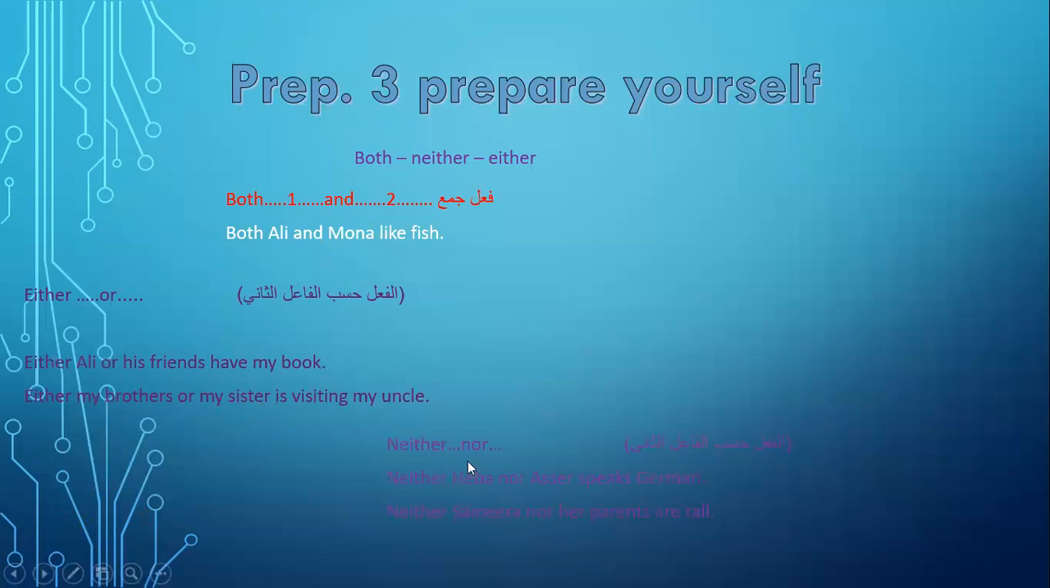And when we come to neither nor, it is the same. The verb follows the second subject. Neither Heba nor Asser speaks German. The verb speaks is singular because the second subject is singular. Neither Samira nor her parents are. The verb is plural because the second subject is plural.